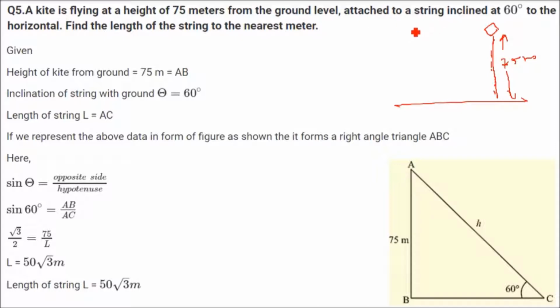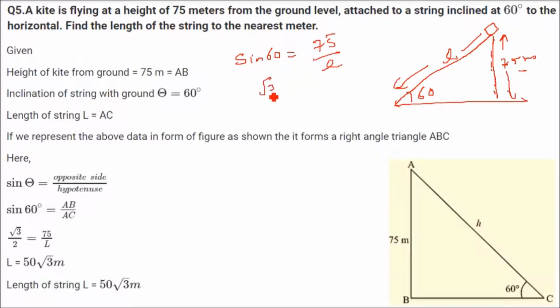From the level of ground, attached to a string which is making 60 degrees to the horizontal. So this is 60 degrees it is making. This is your string and there is no slack. This is 60 degrees and this is the height above the ground. So we have to find the length of the string. Again we'll use the sine one, but here the angle is 60 degrees. So this is perpendicular, this is hypotenuse. So sine 60 is perpendicular upon hypotenuse, which is 75 by L.